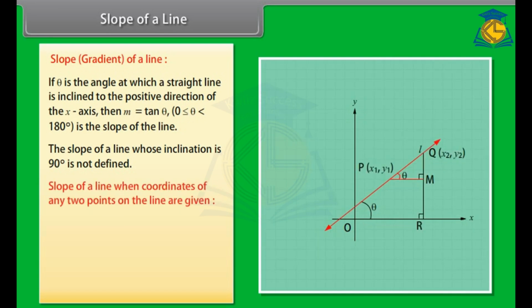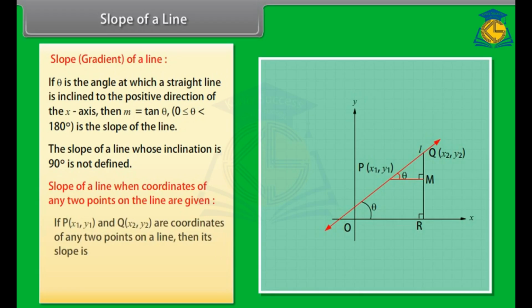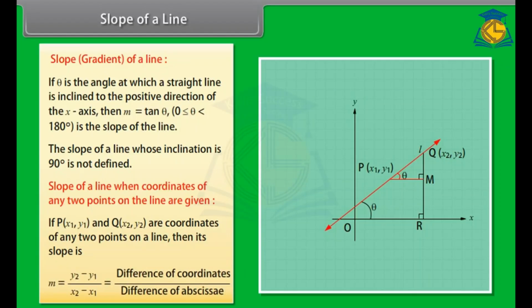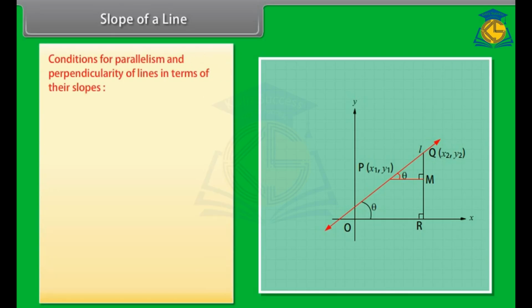Slope of a line when coordinates of any 2 points on the line are given. If P(x1, y1) and Q(x2, y2) are coordinates of any 2 points on a line, then its slope is m is equal to (y2 minus y1) by (x2 minus x1) is equal to difference of ordinates by difference of abscissae. Conditions for parallelism and perpendicularity of lines in terms of their slopes.